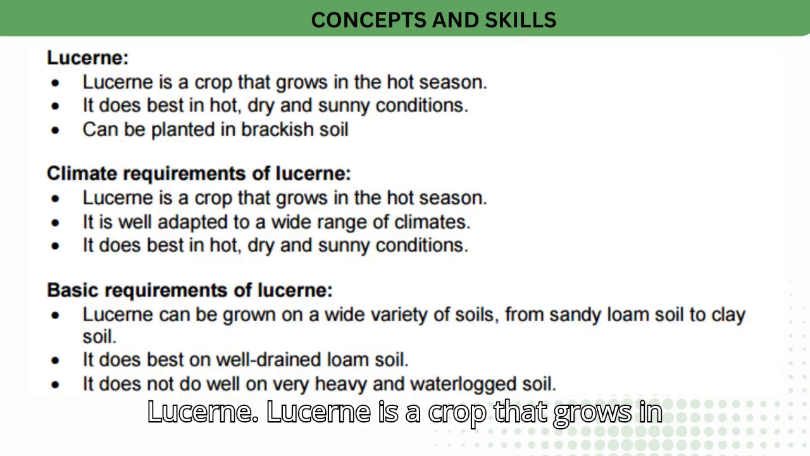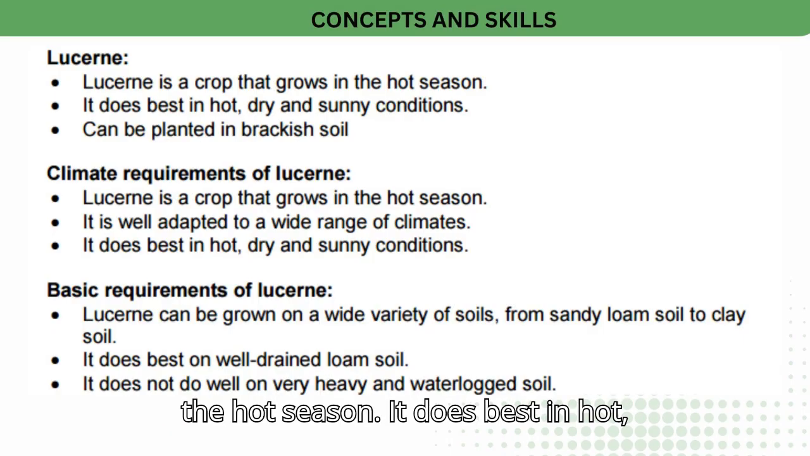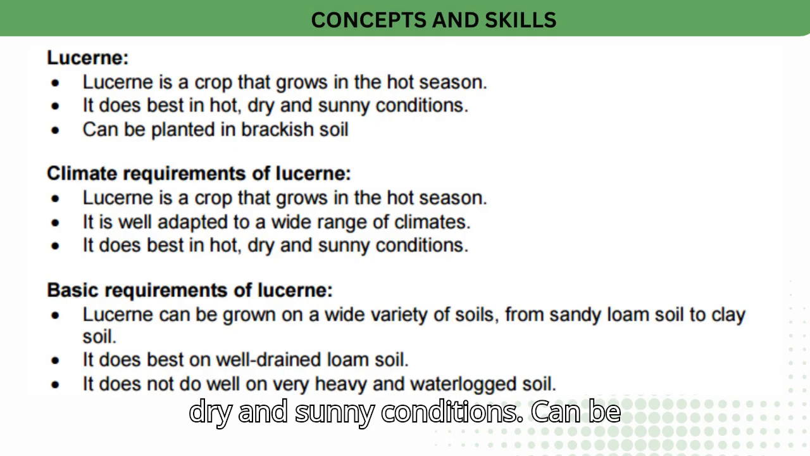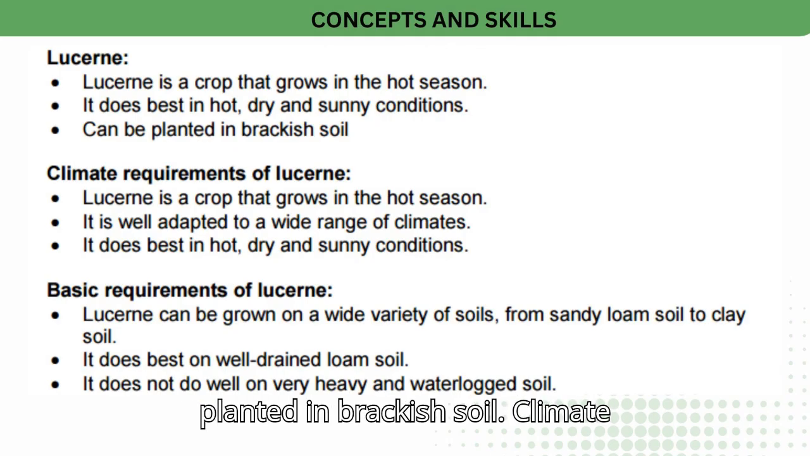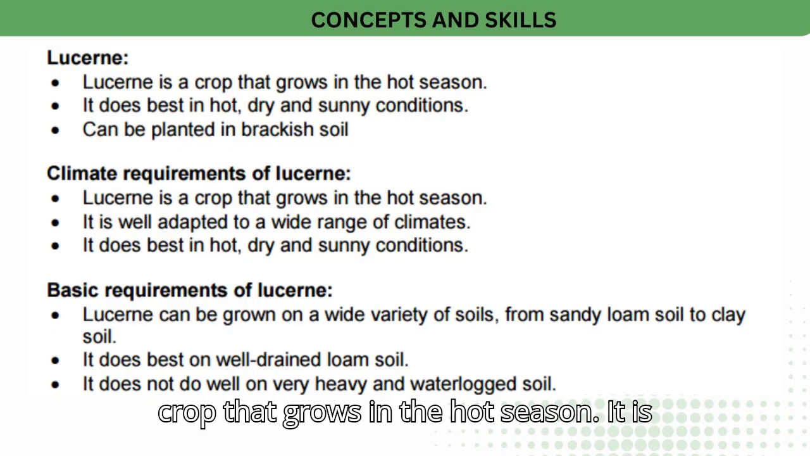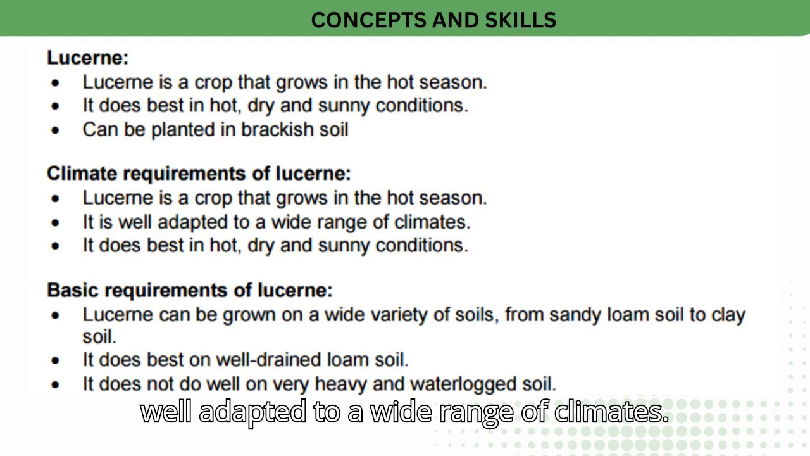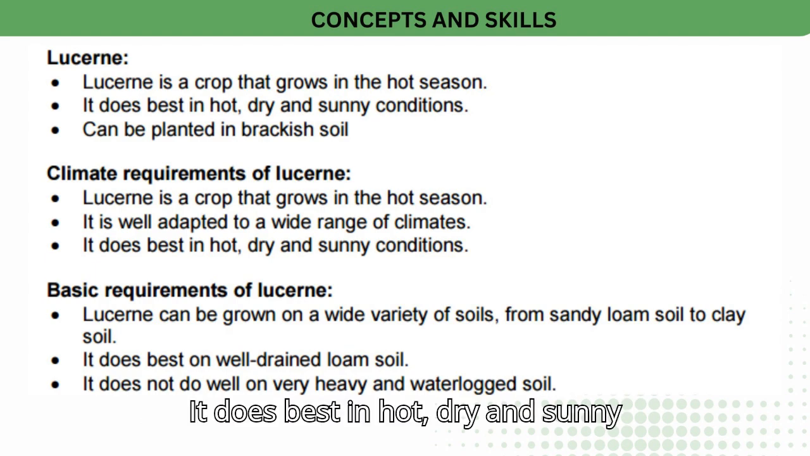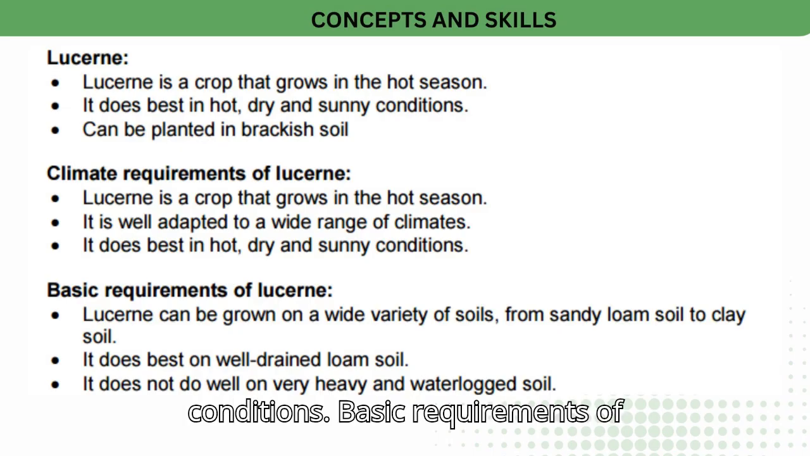Lucerne. Lucerne is a crop that grows in the hot season. It does best in hot, dry and sunny conditions. Can be planted in brackish soil. Climate requirements of lucerne. It is well adapted to a wide range of climates.